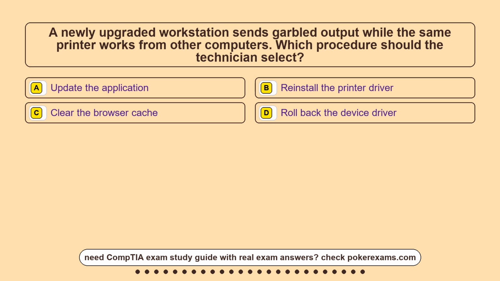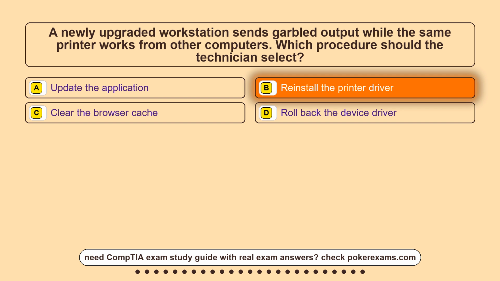Question 13. A newly upgraded workstation sends garbled output while the same printer works from other computers. Which procedure should the technician select? Option A, update the application. Option B, reinstall the printer driver. Option C, clear the browser cache. Option D, roll back the device driver. The correct answer is option B, reinstall the printer driver.